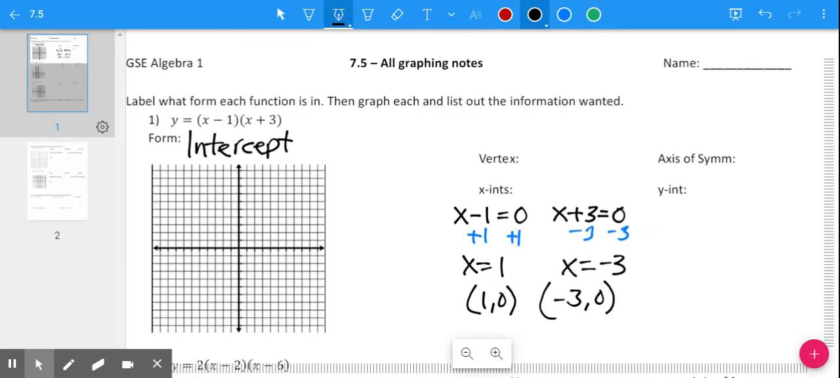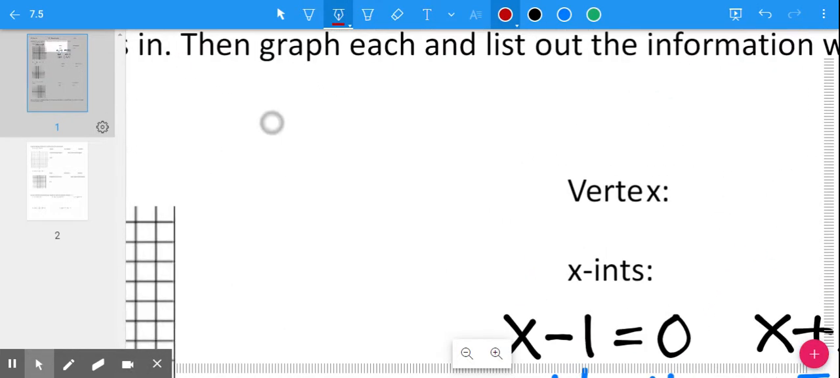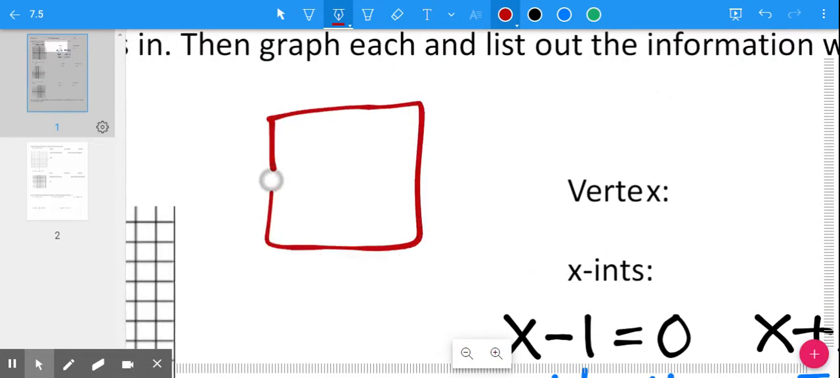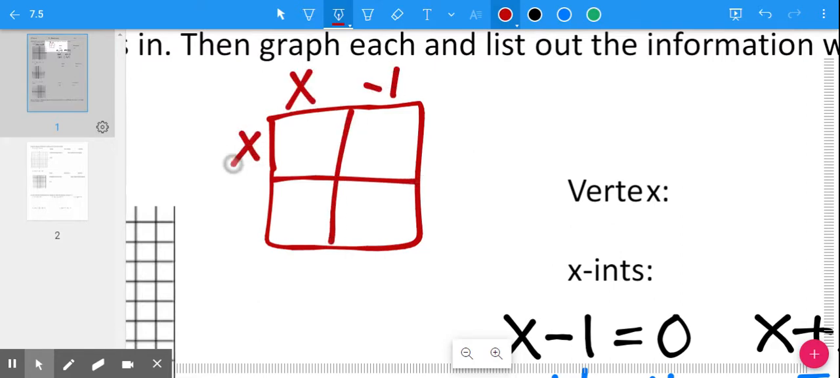So now, in order to find the vertex, the axis of symmetry, and the y-intercept, we have to get this into standard form and vertex form. So to get this into standard form, we multiply the two binomials. So I'm going to draw my area model in this space. And I have x minus 1 is one binomial, and x plus 3 is the other.